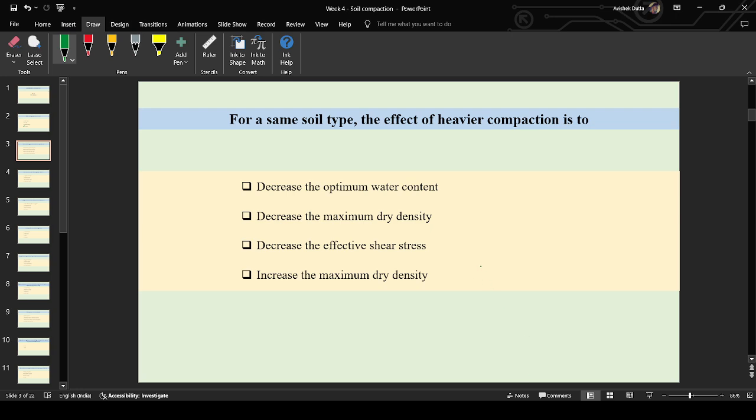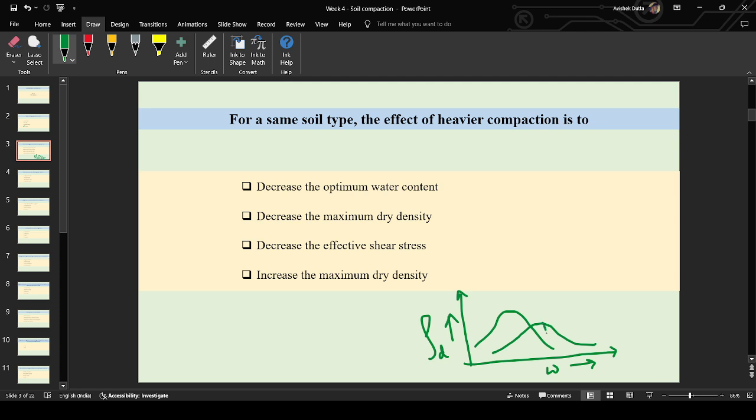We know there are two types of tests: standard Proctor test and modified Proctor test. One is light compaction, one is heavy compaction. So in this graph, this is the moisture content, and this is the dry density rho. When we go for light compaction, suppose the graph is like this, for heavier compaction the graph will be like this, isn't it? So for heavier compaction, what will happen?